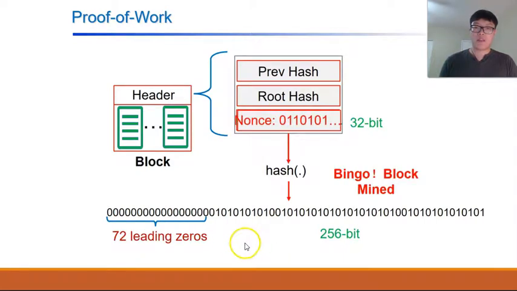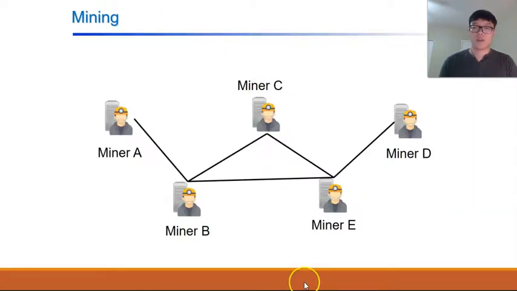By changing the number of leading zeros, we can change the difficulty of mining blocks. Furthermore, we can control the block interval. The block production process is called mining. The nodes who produce blocks are called miners.